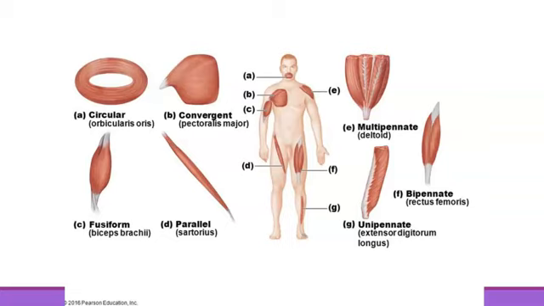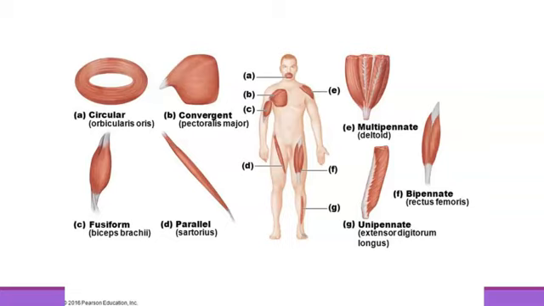Another arrangement that we talked about is the parallel arrangement. This is when the long axis of the fascicles will run parallel to the long axis of the muscle. The muscle fibers will extend from origin to insertion. Now, the muscle arrangement can be fusiform, meaning it has tapered ends and then an expanded central belly. An example of this is the biceps brachii muscle of the arm.